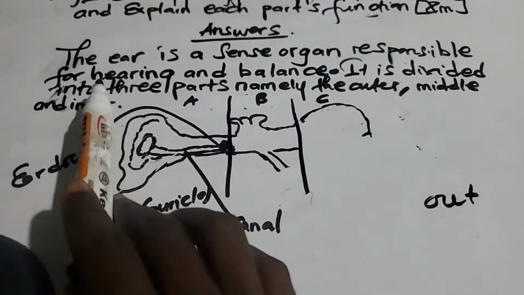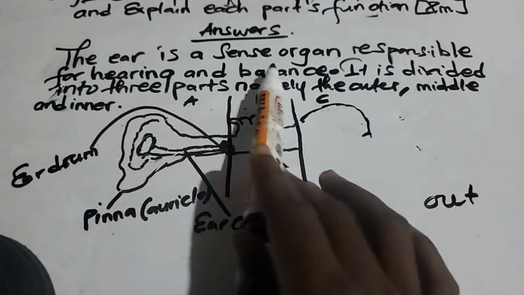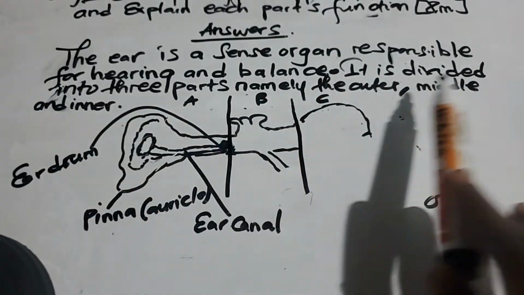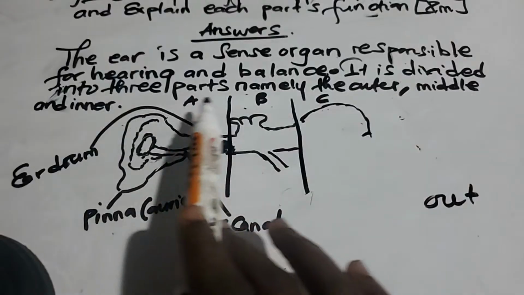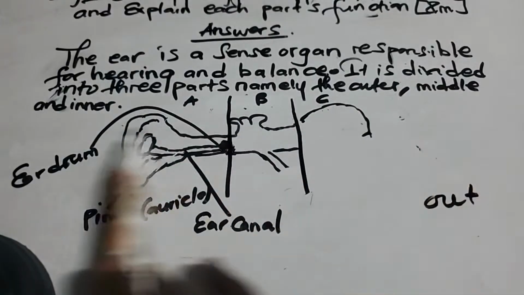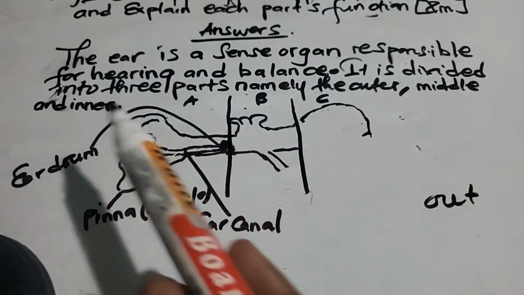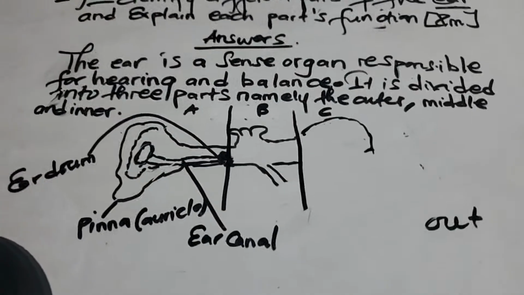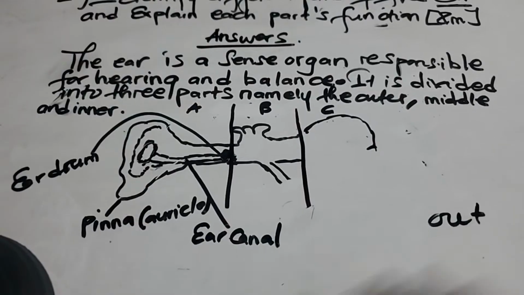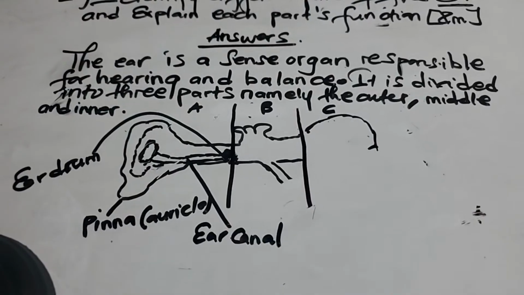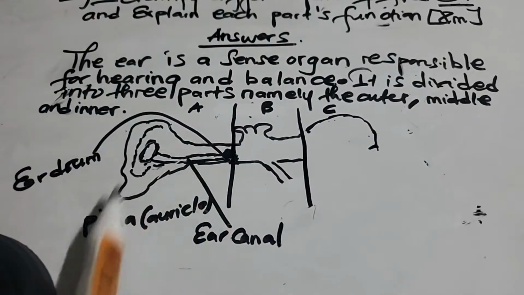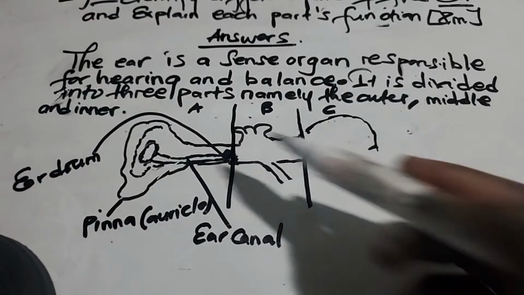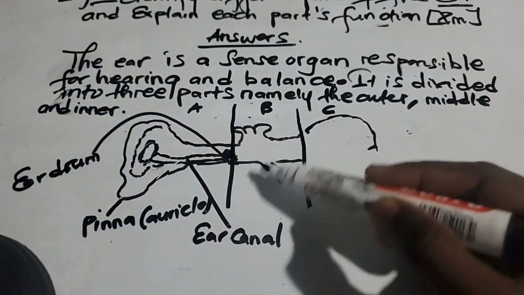So take note, I've written that the ear is a sense organ responsible for hearing and balancing. It is divided into 3 parts, namely the outer, middle, and inner parts. Then the outer part of the ear, to understand, that's my main aim here, not for you to fear the ear. So now here, if you check very well, the outer part has these parts.